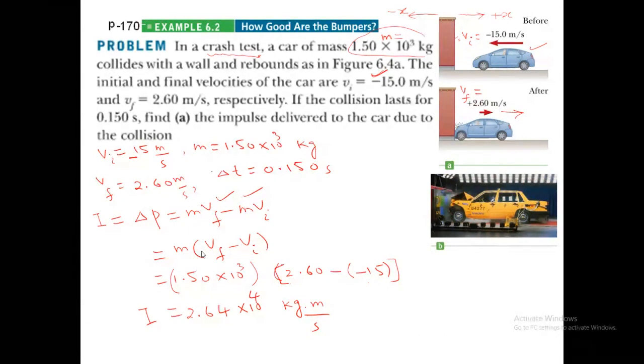Which page are the rules on? This page is 168, and the example is on 170. Yes, teacher, the rule is on page 168, and this example is on 170.